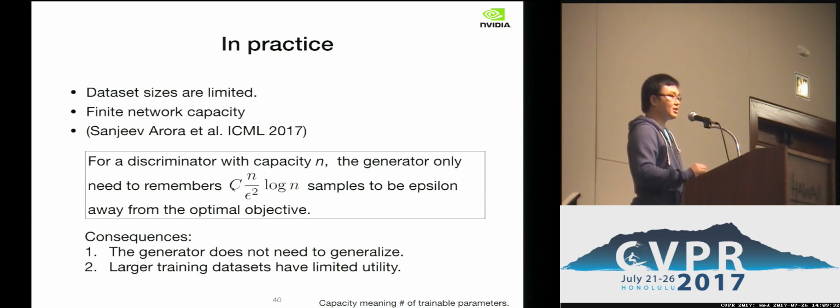In practice, C is a very small number, and epsilon depends on how close you want to approximate your optimal objective. It turns out that this term is not too big for most cases. So it means that the generator does not need to generalize. It only needs to remember this amount of samples. It can do a very good job optimizing the objective function. And even if you have a very large training data set, if your discriminator has limited capacity, there's not much you can do.